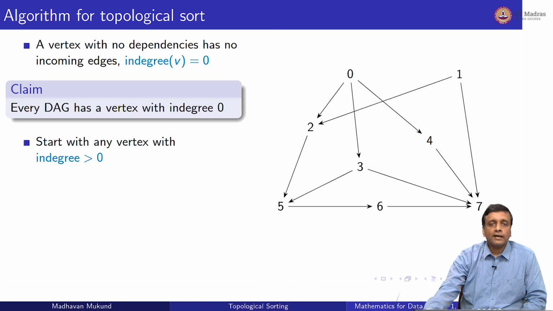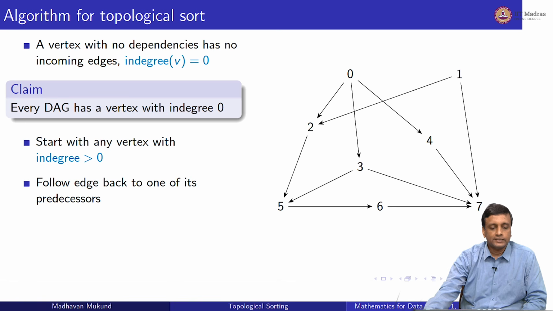So let's suppose we have vertices with in degree not 0. So pick any one. So we start with a vertex V which has in degree greater than 0. Since it has in degree greater than 0, there is at least one edge coming into that vertex. So we can follow that edge backwards and go to a preceding vertex, right? So we can go back from V to a preceding vertex.